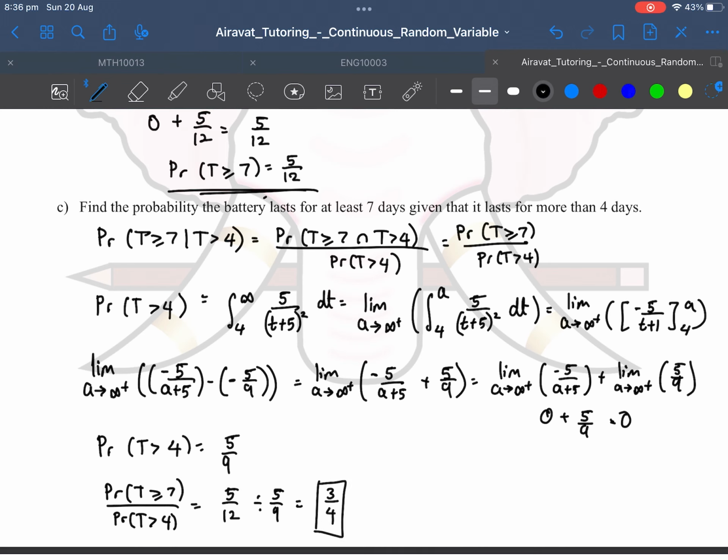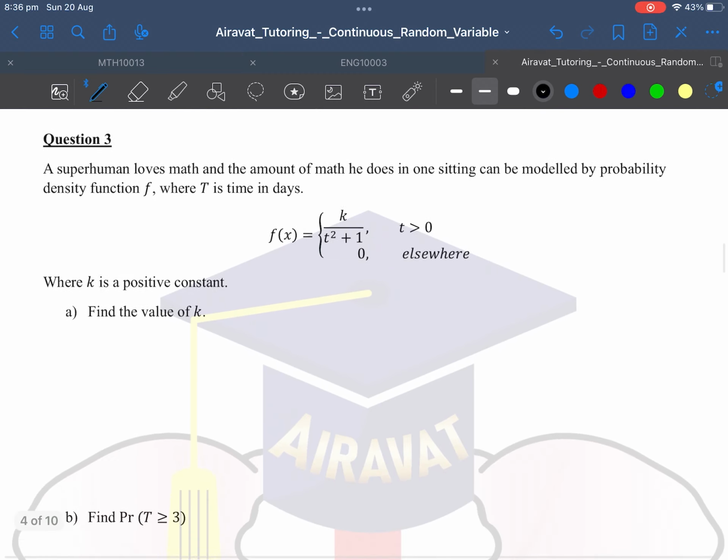So that's your answer. This question was pretty long, I know, with a lot of algebra involved, but I had to go through it so that you can understand better. Okay, let's move on to question number 3.